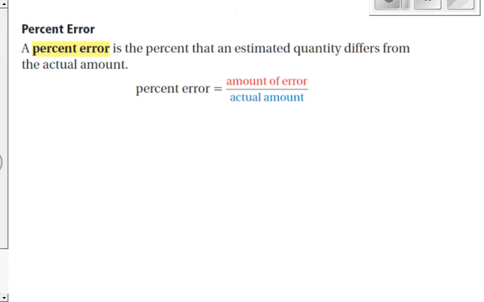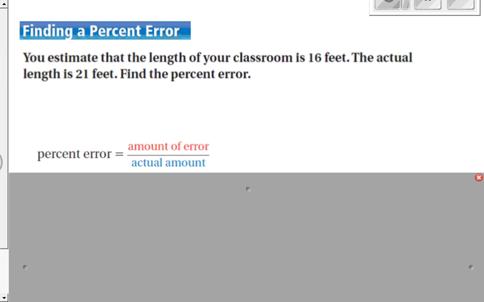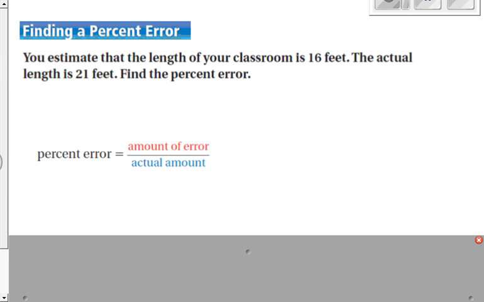Percent of error. A percent of error is the percent that an estimated quantity differs from the actual amount. The formula is percent of error equals amount of error over the actual amount. So it says, you estimate that the length of your classroom is 16 feet. The length is actually 21 feet. Find the percent of error.